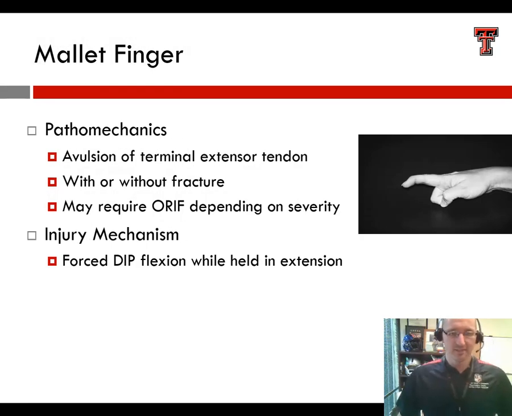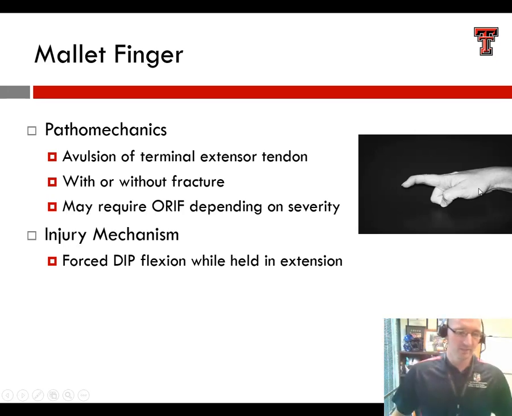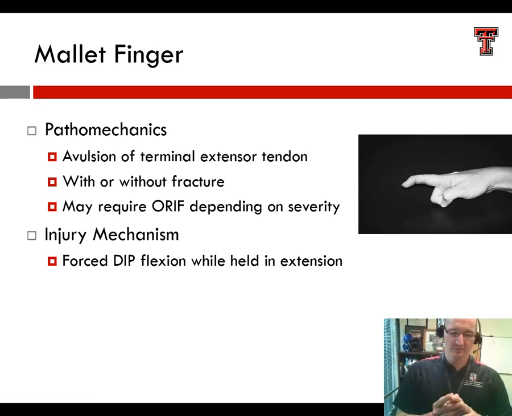Mallet finger, kind of the same idea here as jersey finger, just we're looking at the extensor side rather than a flexor side. This may involve an avulsion. It may just be a tendinous injury. Okay, this may require an open reduction internal fixation depending on the severity. Usually this is going to be forced distal interphalangeal joint flexion while they're held in extension. Sometimes we'll see this. They catch a ball off the tip of the finger and it's forced into flexion even though they're trying to extend it, and that's where we get the injury.